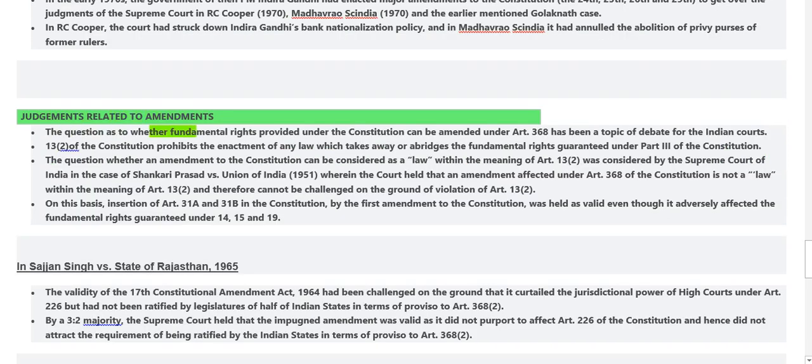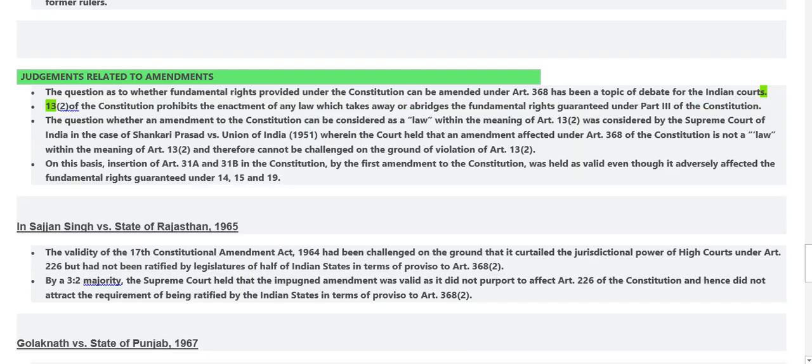Judgments related to amendments. The question as to whether fundamental rights provided under the Constitution can be amended under Art. 368 has been a topic of debate for the Indian courts. 13(2) of the Constitution prohibits the enactment of any law which takes away or abridges the fundamental rights guaranteed under Part 3 of the Constitution. The question whether an amendment to the Constitution can be considered as a law within the meaning of Art. 13(2) was considered by the Supreme Court of India in the case of Shankari Prasad vs.